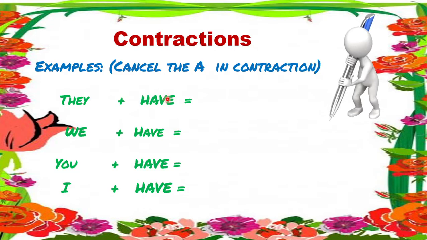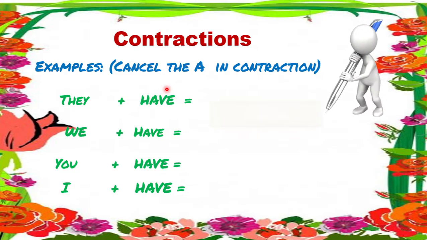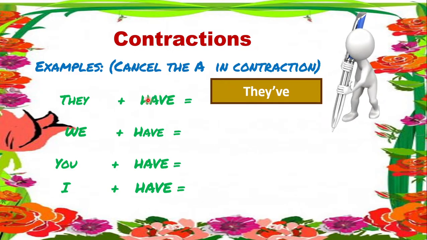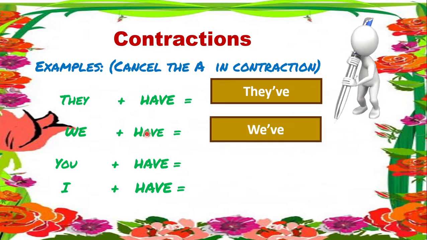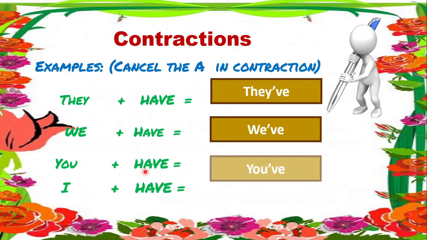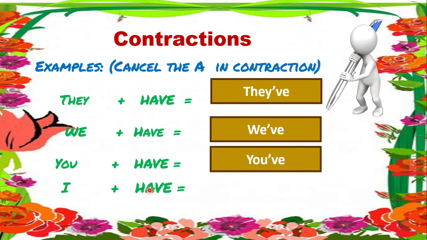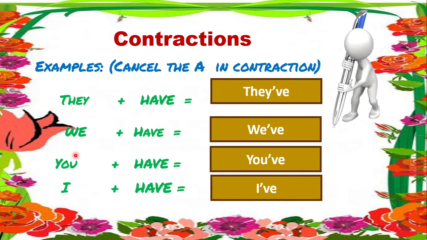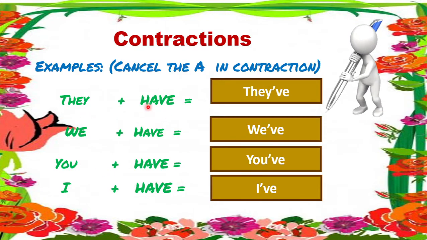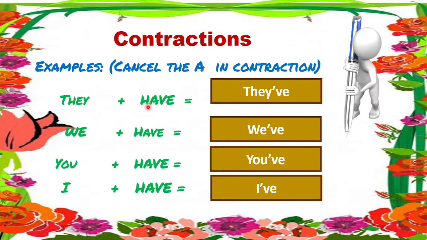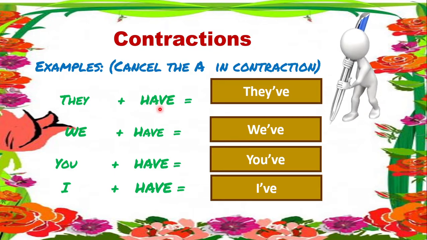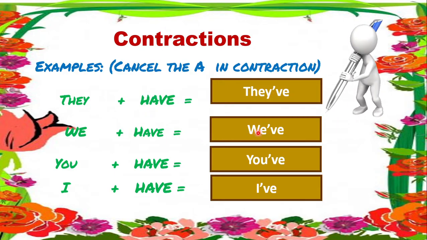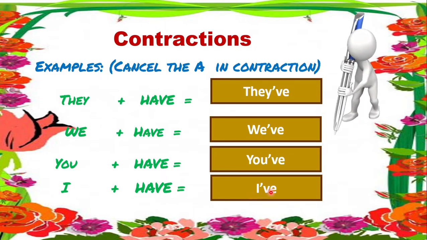Okay, if we have have, remove H-A. They've. We've. You've. I've. So again, we have they have. So these are all rules that you have to memorize, in case you came across the word have, will, not, you have to know which letters to cancel. HA, you cancel it out, so it becomes they've, we've, you've, I've.